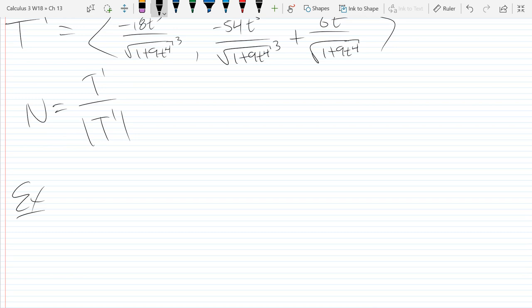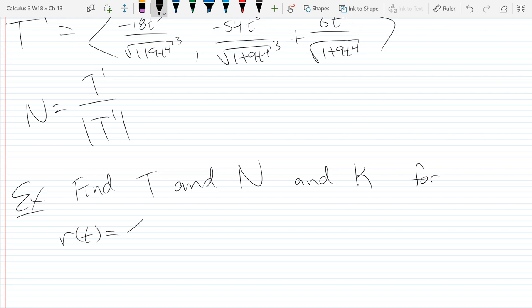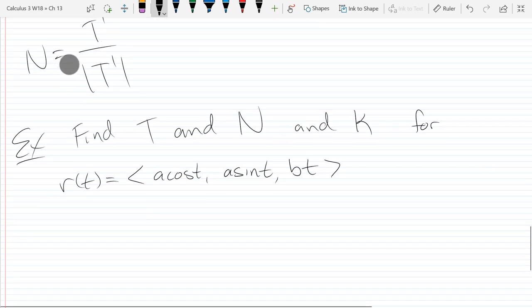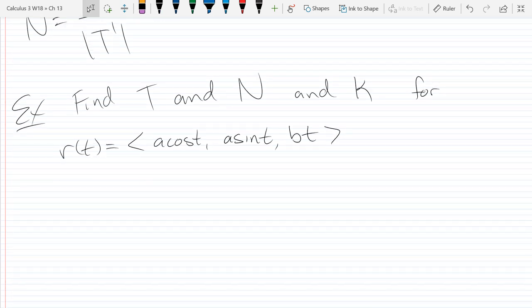I want to know T and N, and kappa, the curvature. This is really similar to one that we already did. The only difference is this is in three dimensions, and there is a non-zero z coordinate. So there will be one t value where it's zero, but overall it will not be a circle spinning around on the xy plane.